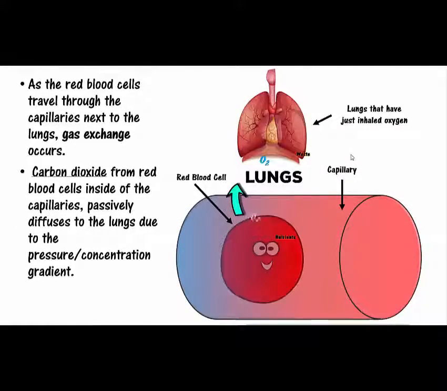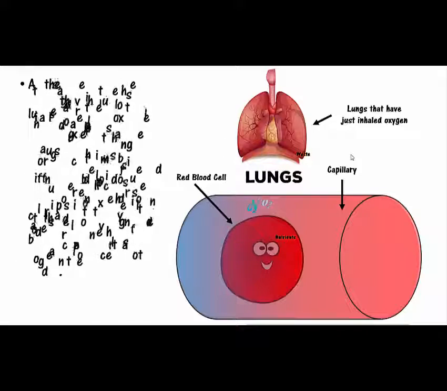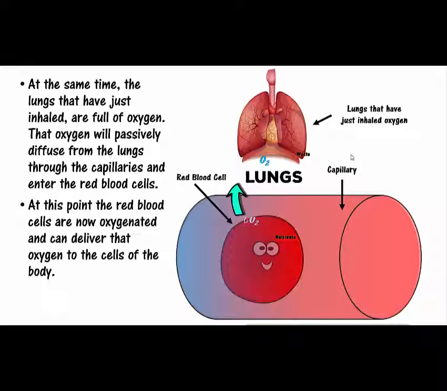As the red blood cells travel through the capillaries next to the lungs, gas exchange occurs. Carbon dioxide from the red blood cells inside of the capillaries passively diffuses to the lungs due to the pressure or concentration gradient. At the same time, the lungs have just inhaled, so they are full of oxygen. That oxygen will passively diffuse from the lungs through the capillaries and enter the red blood cells. At this point, the red blood cells are now oxygenated, and they can deliver their oxygen to the cells of the body.